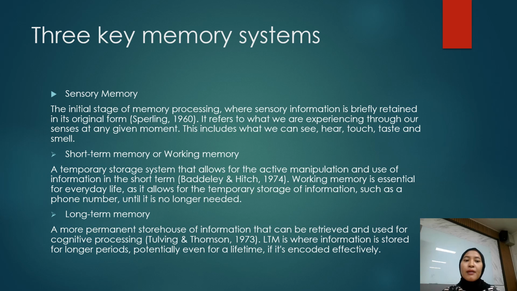The next system is long-term memory. So for long-term memory, it is more permanent. So it's a permanent storehouse of information that can be retrieved and used for cognitive processing. So long-term memory is where information is stored for longer periods of time. Potentially, the long-term memory can also retain information for a lifetime if the information is encoded effectively.